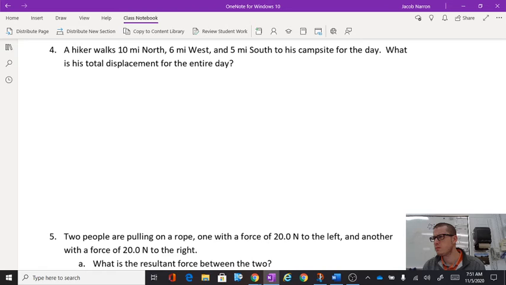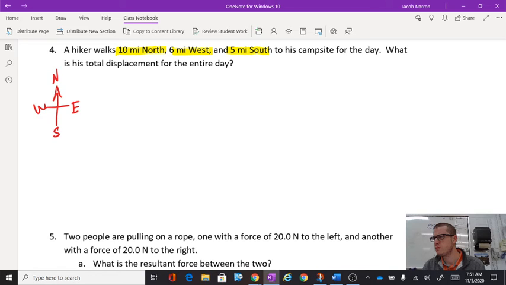Number 4, because I got to wrap this up because I got students coming in. It says a hiker walks 10 miles north, 6 miles west, 5 miles south. What is his total displacement? I'm going to use the same coordinate system as before. I'm going to rewrite it for every problem that I use it, just because it's nice to have it there as a reference. And when I'm grading it, that's something I'll start to look for if we get to that point this semester.